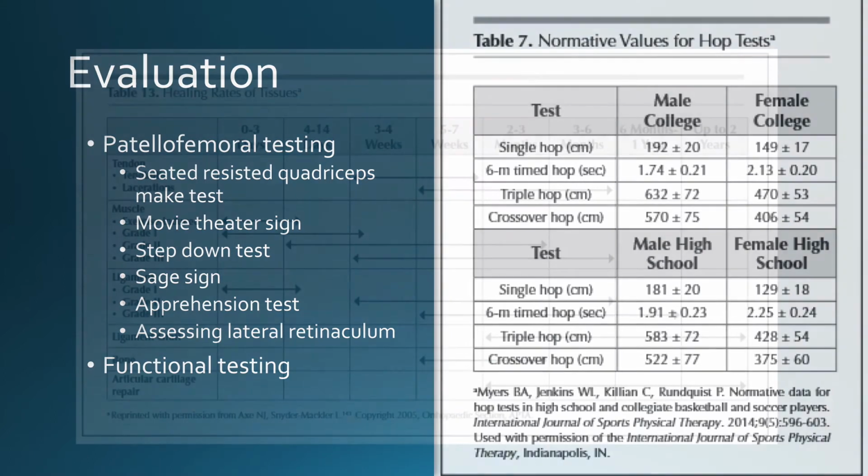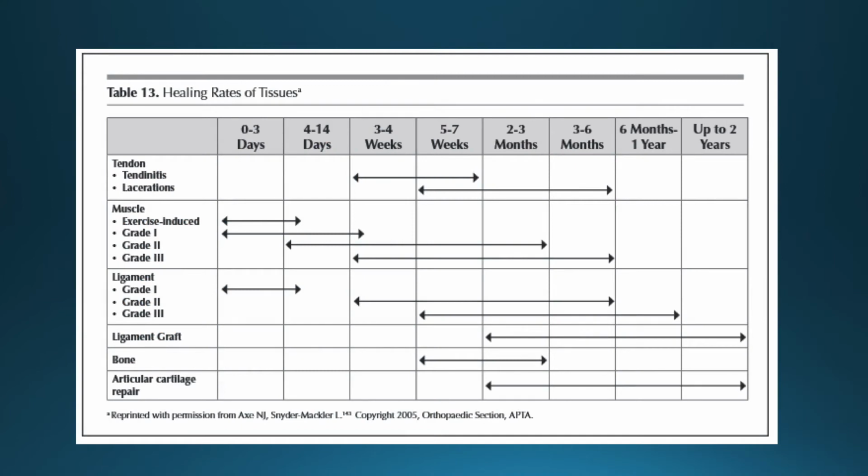So when considering rehabilitation of these structures that we've discussed, we also have to consider the healing rates of these tissues. So this is a nice table here that shows you the average healing rates for tendon, including tendinitis, which does not take as long as lacerations, which could take up to 6 months.